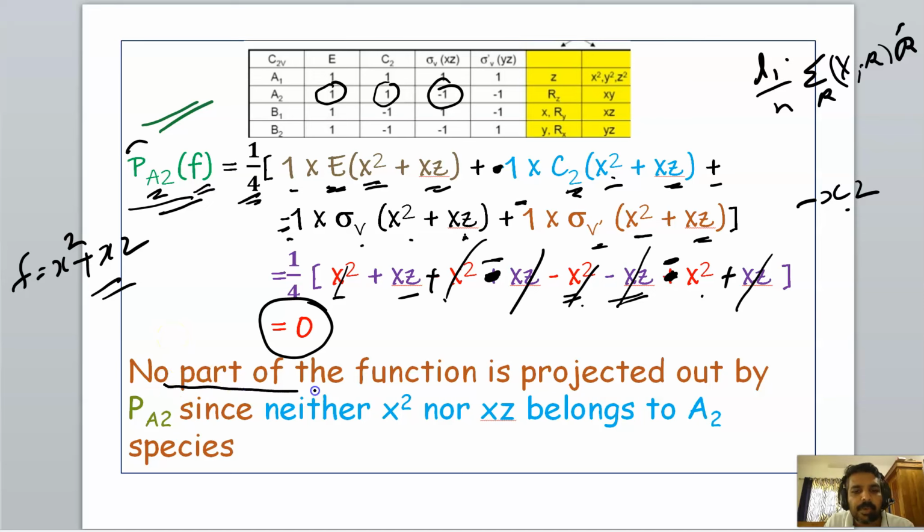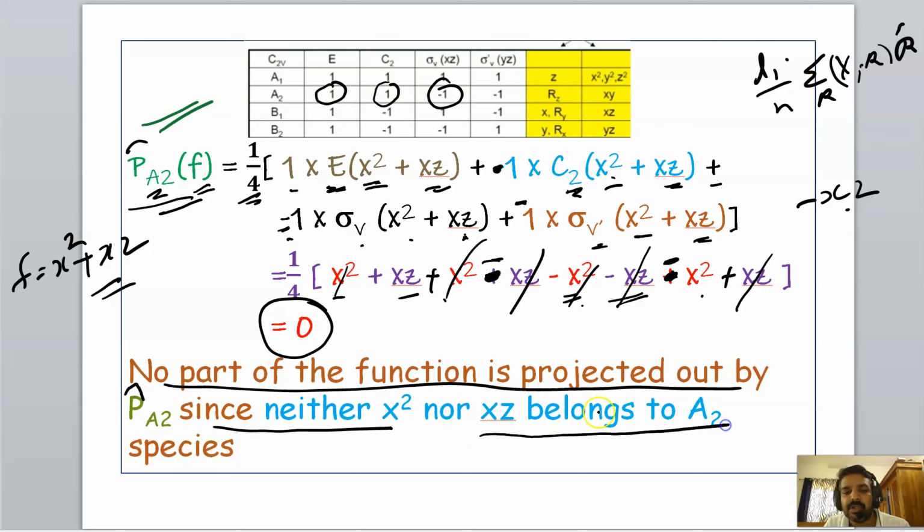That is, no part of the function is projected out of the operator P(A2) since neither x square nor xz belongs to A2 species. Okay, because for A2 you can see here, no x square or xz is present, only xy is present here. So x square and xz have no A2 symmetry, so we cannot project out the function. For a simple function we can easily understand, but if it is a very large function, we can easily understand using the projection operator which part of the function belongs to the same symmetry.